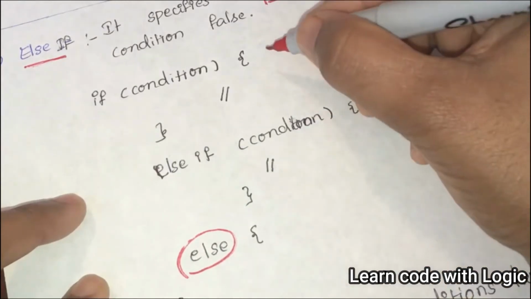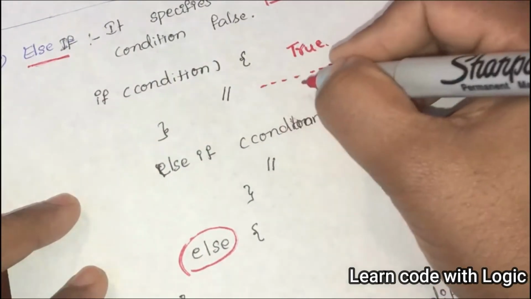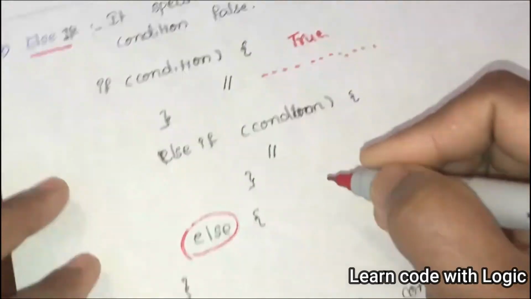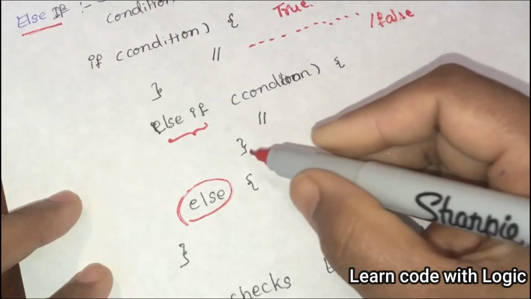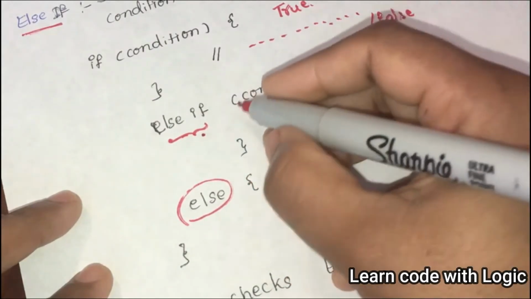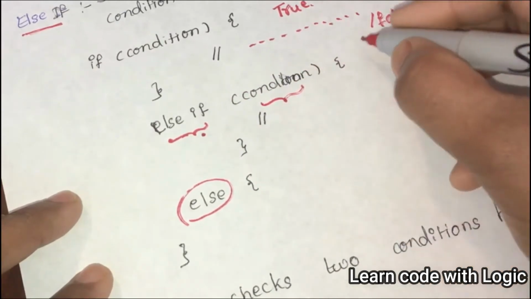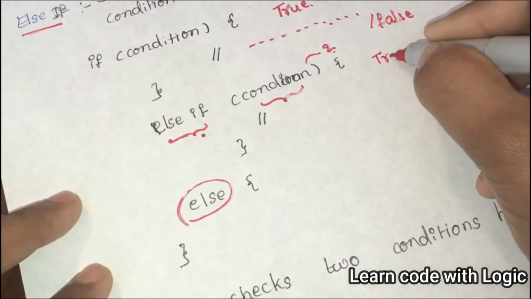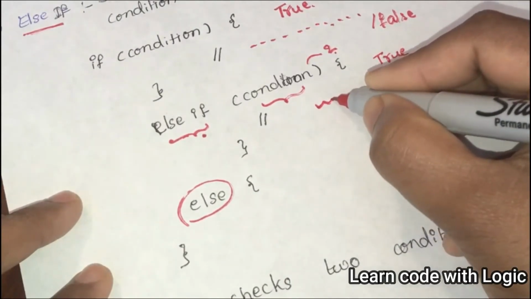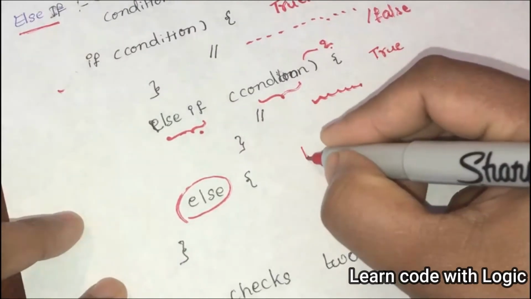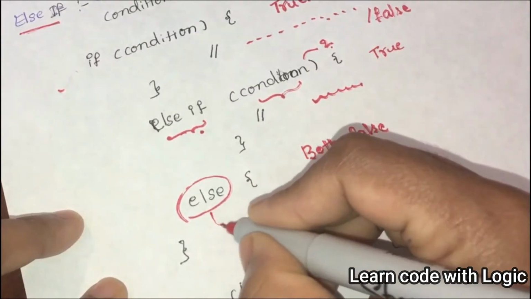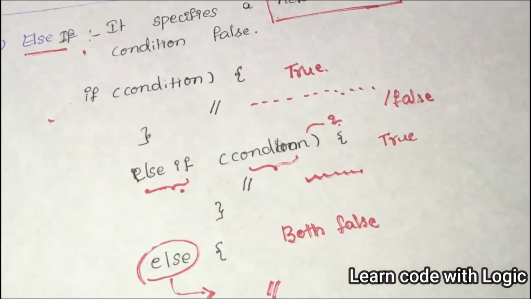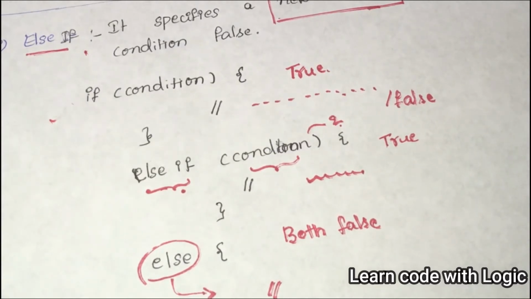This is the hierarchy. If the condition is true, then it will execute this part. If this is false, then immediately else if comes into the picture. Then it also checks the condition. If this condition is true, then the system executes this one. If both conditions are false, then the system executes else. We can also have more else if conditions here. Now let's understand the same concept in coding.